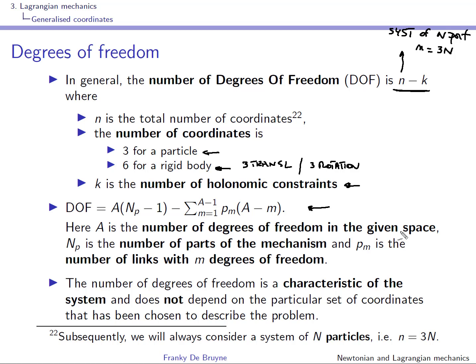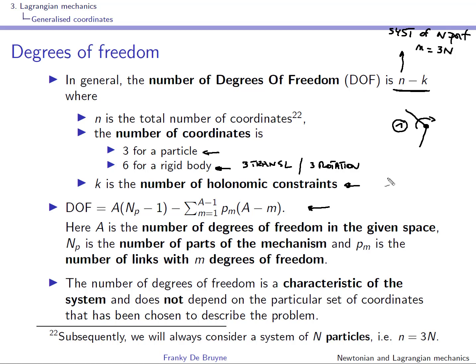NP is the number of parts of the mechanism, and PM here is the number of links with m degrees of freedom. So for instance, if you work in a plane and you have a link like this, this will allow only movement like this, so this is 1 degree of freedom.